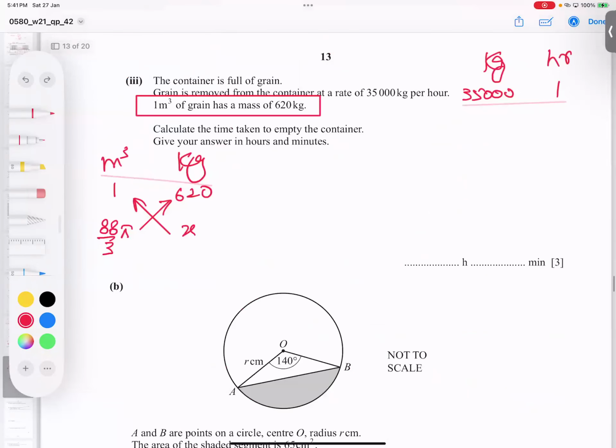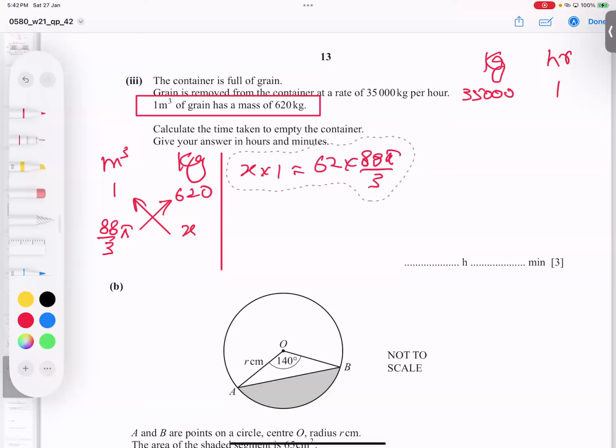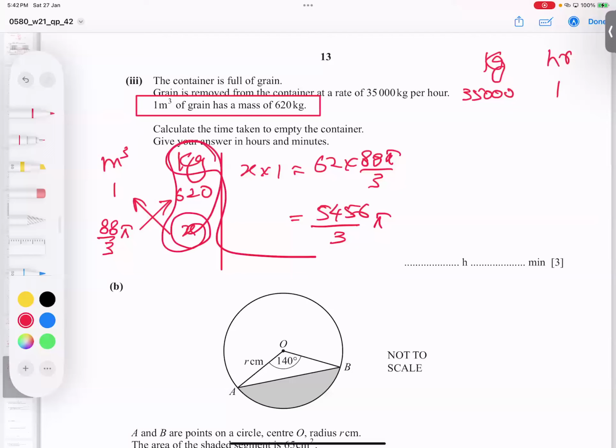So how does all the grain go out? Let me tell you. First of all, I need to find the mass. So X times 1, and this multiplied with that, 620 times 288 pi by 3. I'm just typing it in the calculator. Inshallah, I believe you're understanding. Let me check how many kilograms it converted to. 62 times 288 times pi by 3. So I am getting, students, the answer 5456 by 3 pi, in kilograms. You can see kilograms, students.